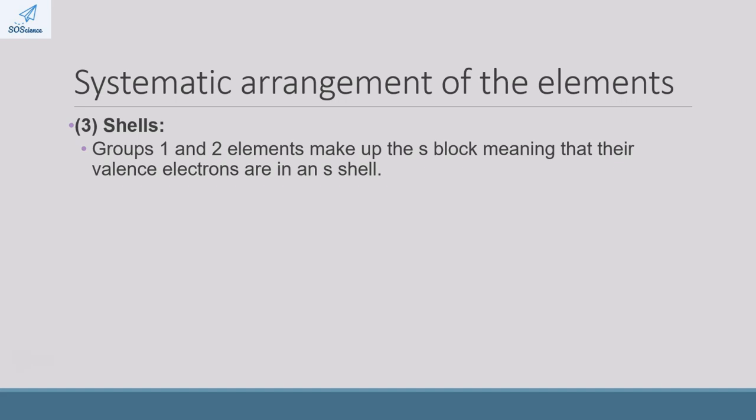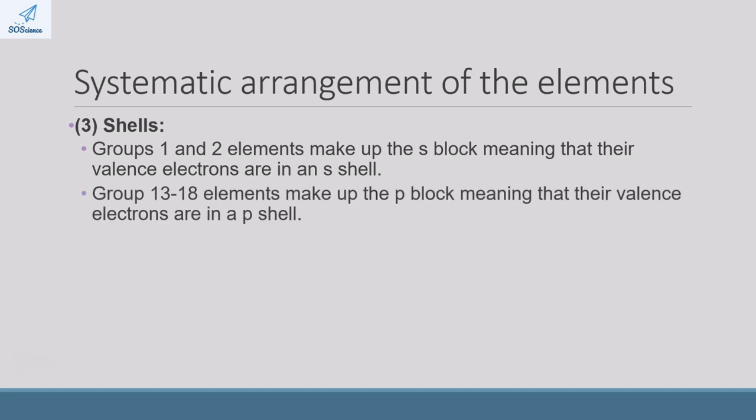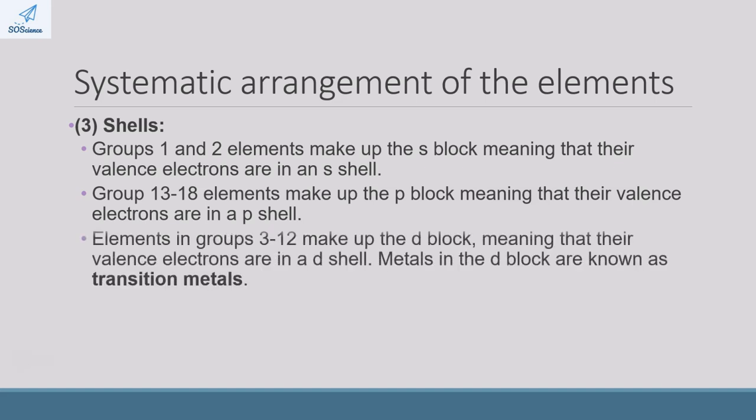In terms of the shells, group 1 and group 2 elements make up the S block. So we then know that their valence electrons exist in an S shell. And group 13 to 18 elements make up the P block, so their valence electrons exist in a P shell. Elements in group 3 to 12, they make up the D block. And remember, those are known as transition metals, and their valence electrons are in a D shell.